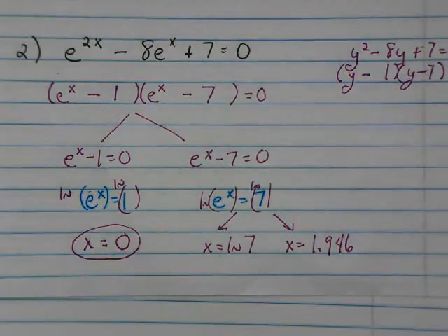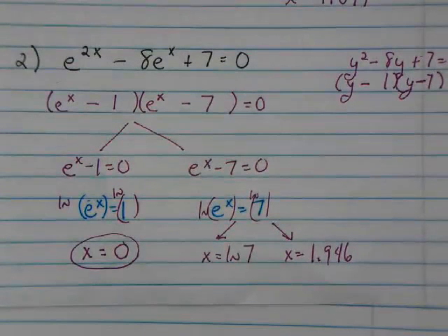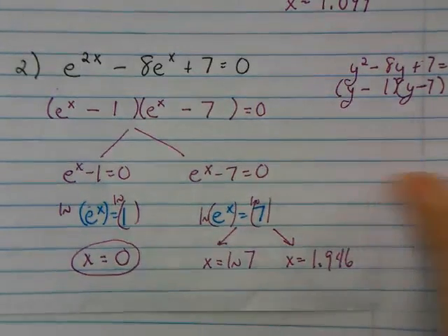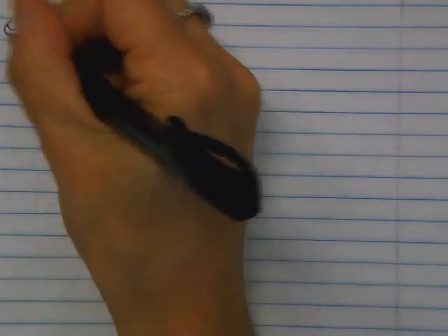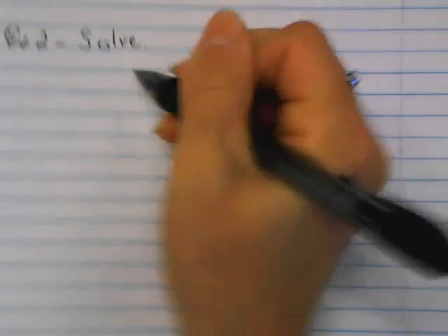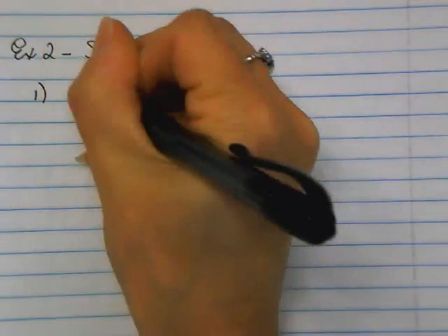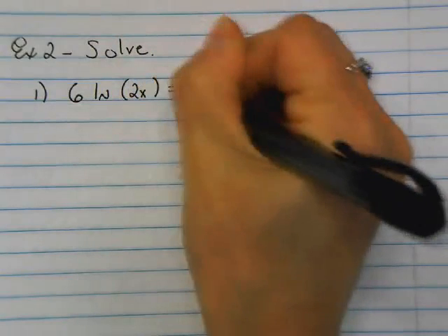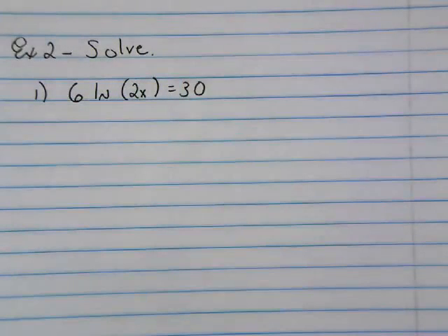Alright, so that's how we're going to handle natural bases. So let's look at some natural logs. So in example 2, we're going to turn our attention to how to do a natural log problem. Okay, so example 2, solve. So I start off with 6 natural log 2x equals 30. Again, your job is to get x all by itself. So where do you think you'd begin?